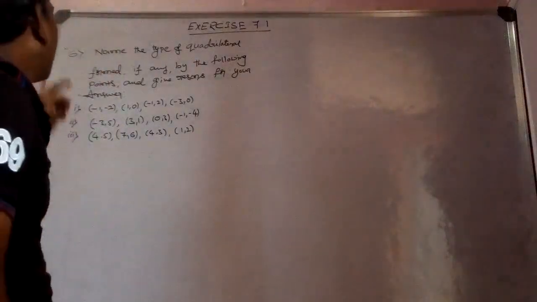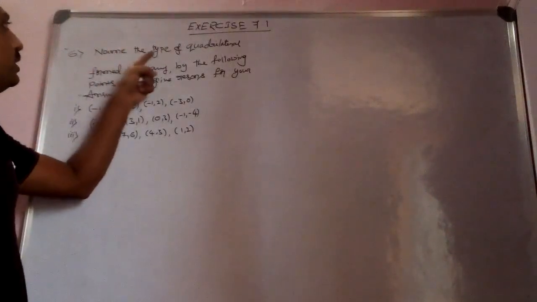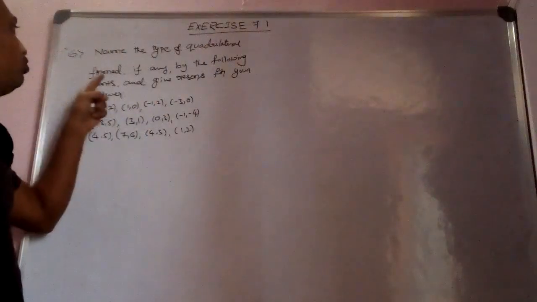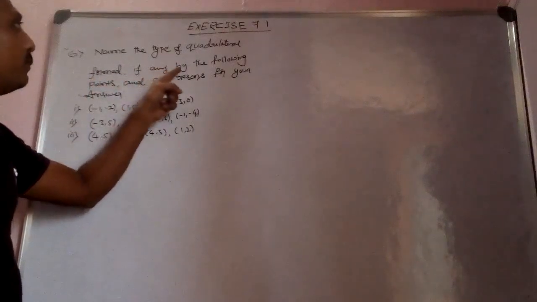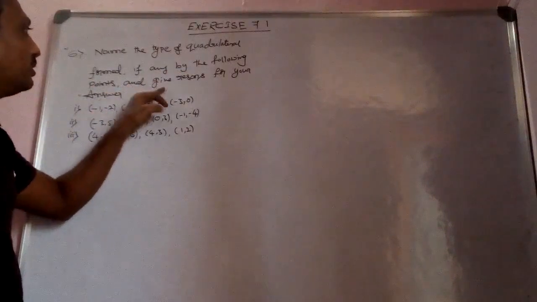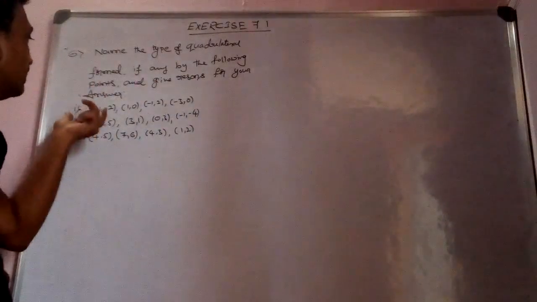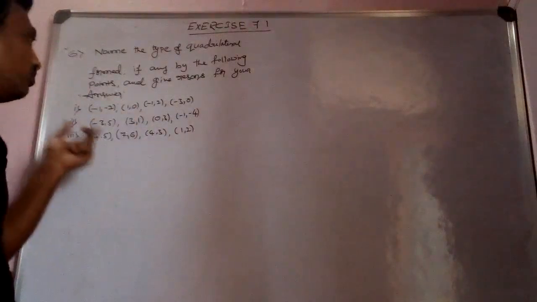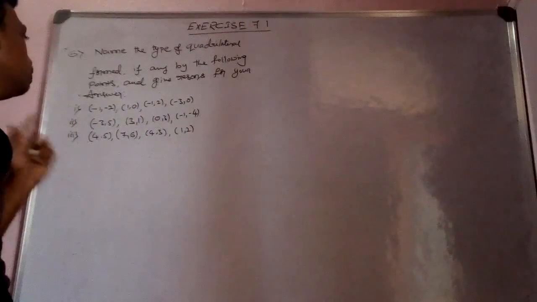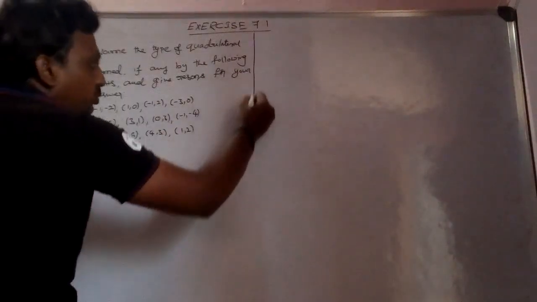Now, sixth question. Name the type of quadrilateral formed, if any, by the following points and give reasons for your answer. Which quadrilateral do these points form? There are three questions given in total, so observe them one by one.